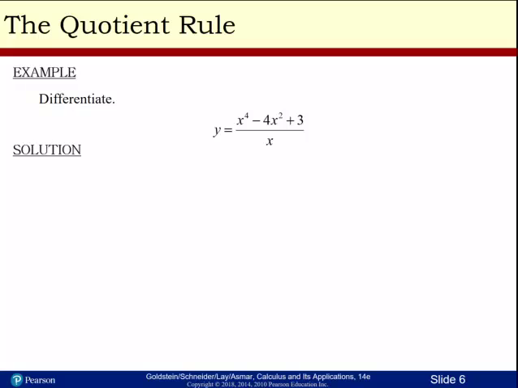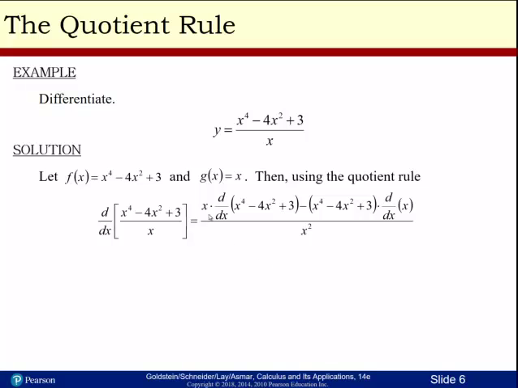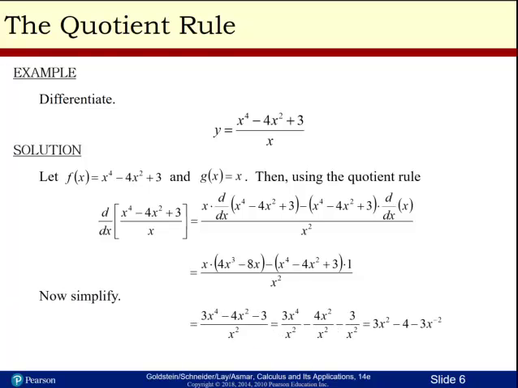So if you have some function, say y equals the quantity x to the 4th minus 4x squared plus 3 all over x, we can use the quotient rule. We'll let f be the numerator and g be the denominator. Then what we will need to do is we will write down our denominator times the derivative of the numerator minus write down the numerator times the derivative of the denominator all over the denominator squared. After you take those derivatives, then it's just a matter of simplifying.